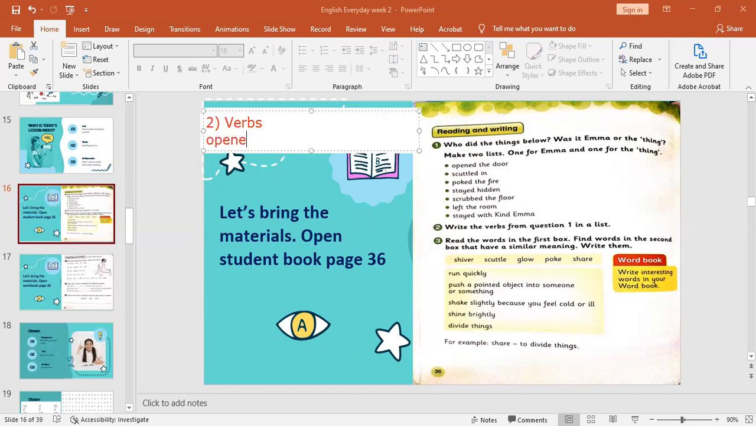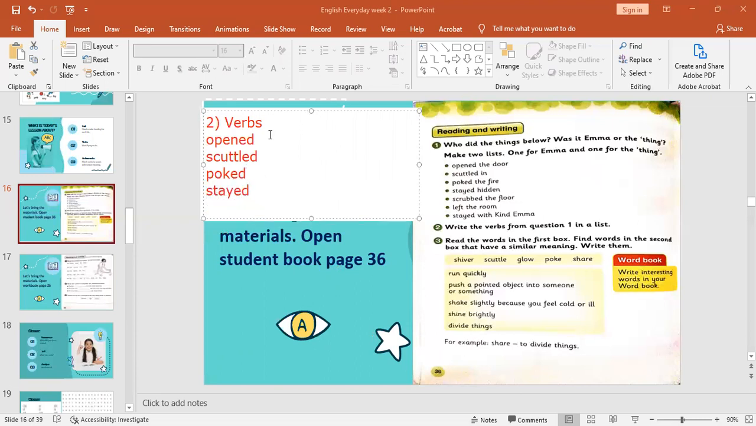opened, scuttled, poked, stayed, scrubbed, left, and finally, stayed again, okay? So these are the verbs from this list.